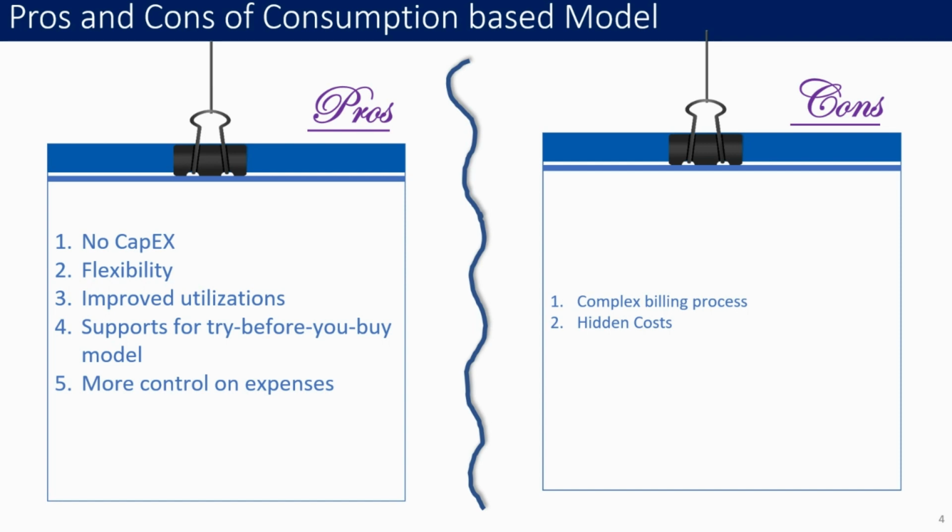Next one is flexibility. That is, pay for what you use, and the customer saves cost based upon the usage.